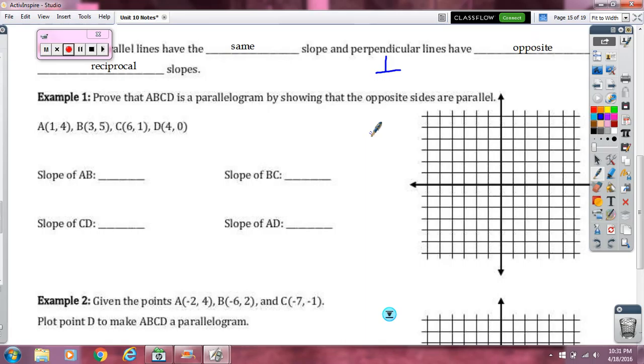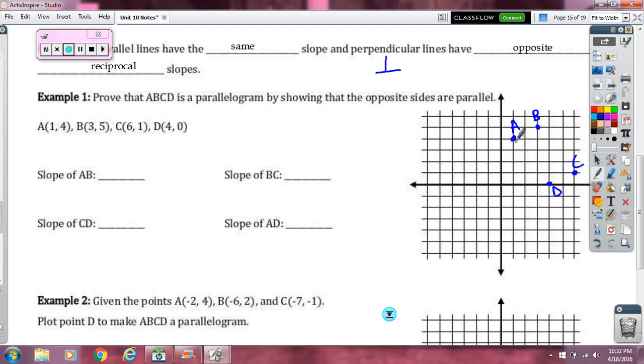So first off, we're here to prove that ABCD is a parallelogram by showing that the opposite sides are parallel. And this is an occasion where doing a little sketch might help us out. So here's point A, point B is at 3, 5, that's right there. Point C is at 6, 1, right there, and then point D is at 4, 0.